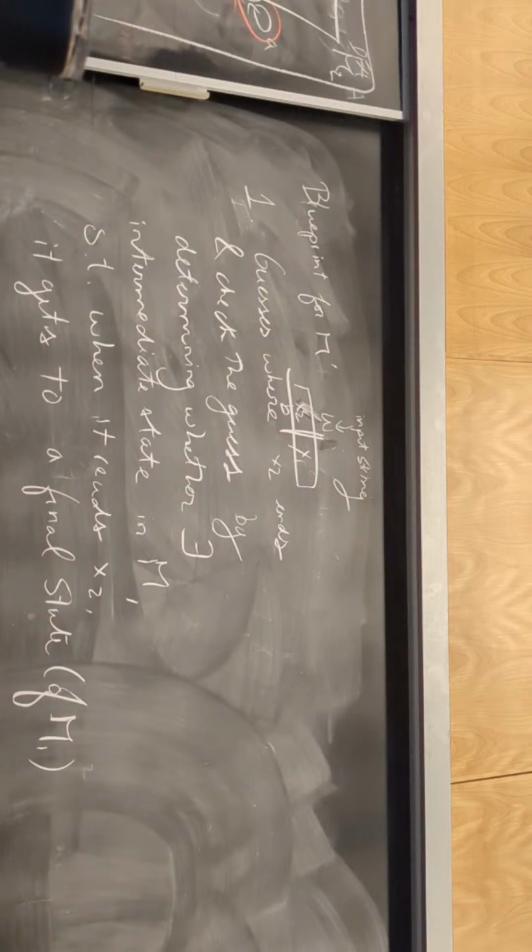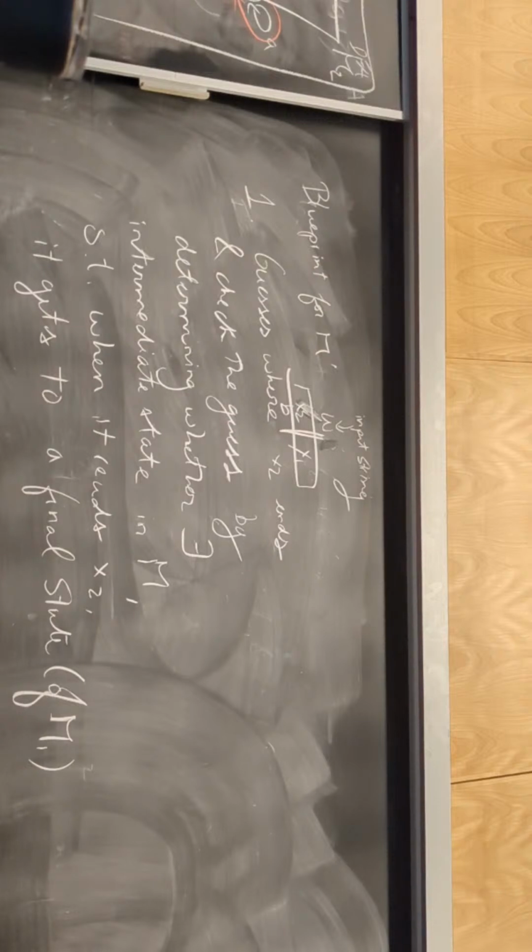So I have this string A, B, B, and its first part is x1 and its second part is x2. In the machine, what that means is that at some point, if I stop here, this can be x1 and this can be x2. The x2 part of the string is going to eventually get to an accept state of my machine M1.